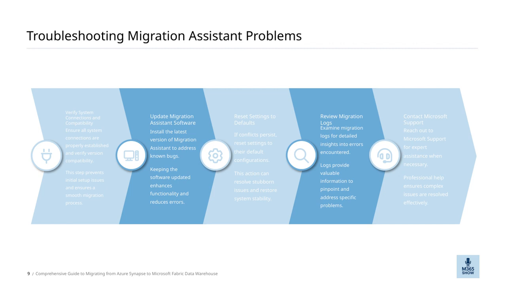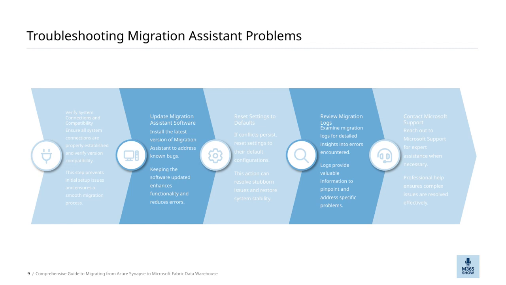Another important step is to examine the migration logs. These logs are like a detailed report of what happened during the process. They provide valuable insights and can help you pinpoint exactly where errors occurred, making it easier to address specific problems quickly. If you find that conflicts or issues persist even after reviewing the logs, consider resetting the settings to their default configurations. This simple step can often resolve stubborn problems and restore system stability, giving you a clean slate to work from.